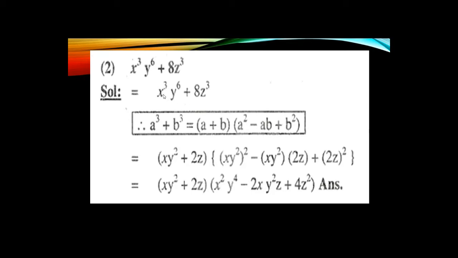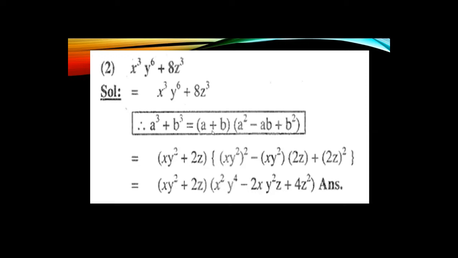Now, what will be a here? If we take the cube outside, a becomes xy square. And b becomes, what is the cube root of 8z cube? The cube root of 8z cube is 2z. So this is the formula we are going to use in this question, that is a cube plus b cube is equal to a plus b, a square minus ab plus b square.